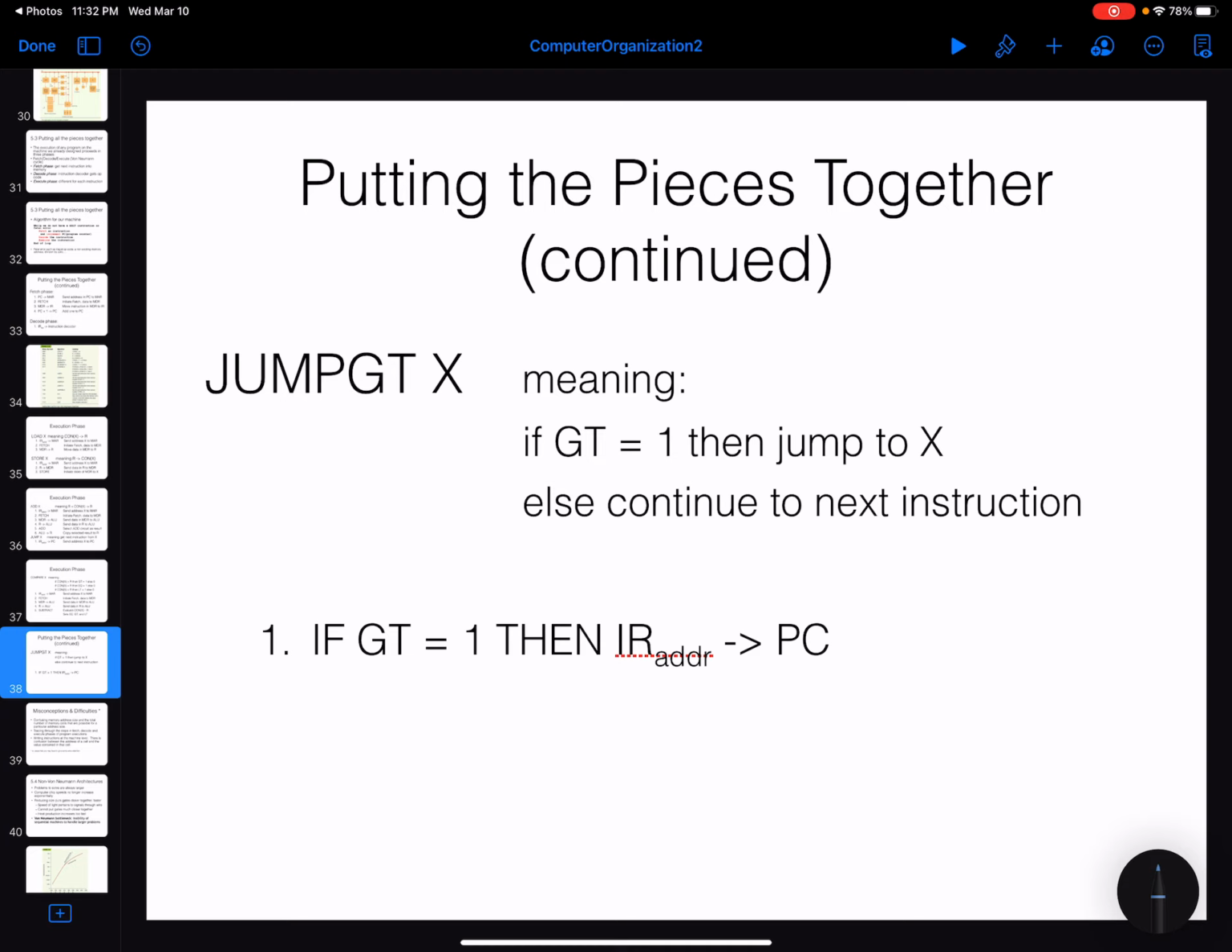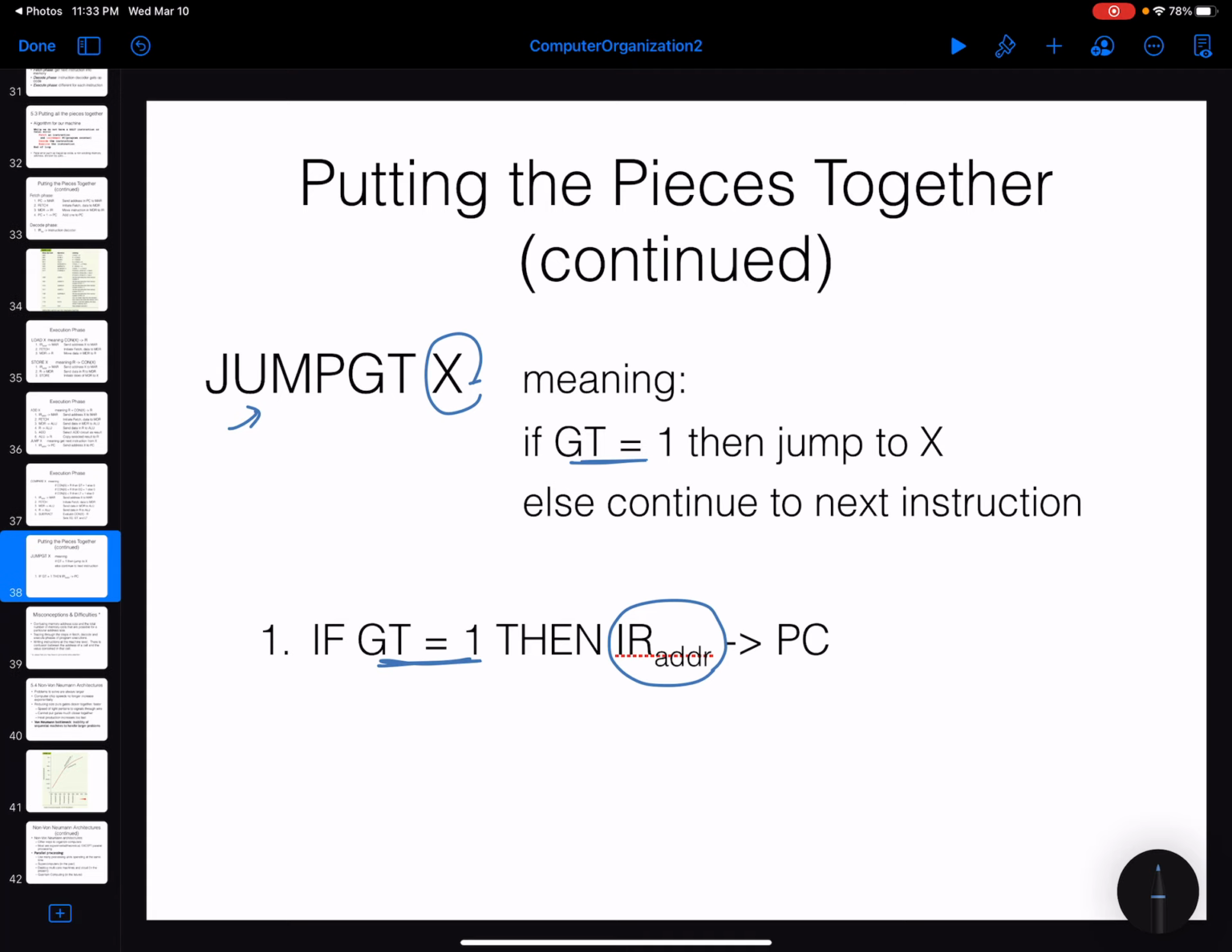And the last example of the instructions that we have, JUMPGT x, just simply means that it checks the value of the register GT. If it is equal to 1, it copies the address X, which is in the address part of the register IR, to the PC. As simple as that. So this is going to finish section 5.3.